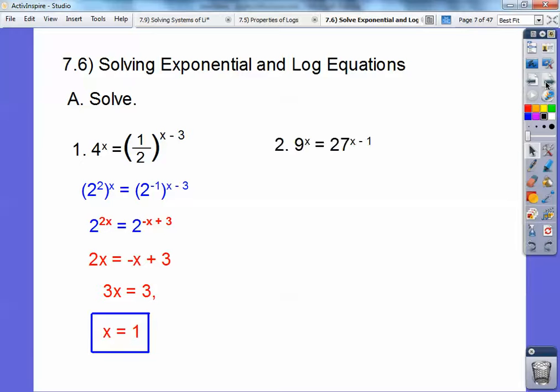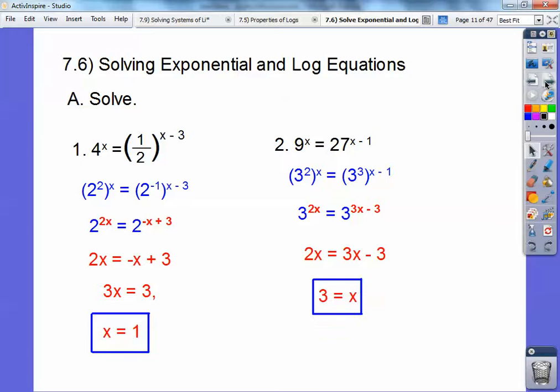Same thing. These are both powers of 3. 9 is 3 squared, 27 is 3 cubed, and again, powers to powers, you multiply those. Then set the powers equal to each other because you have 3 to a power on the left, 3 to another power on the right, and you get x equals 3.